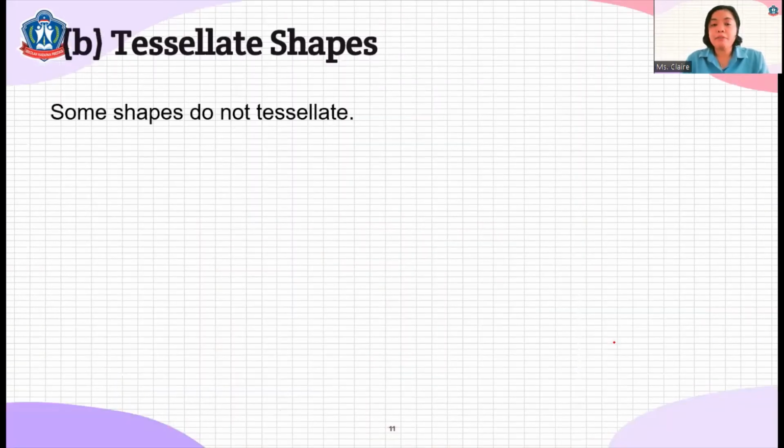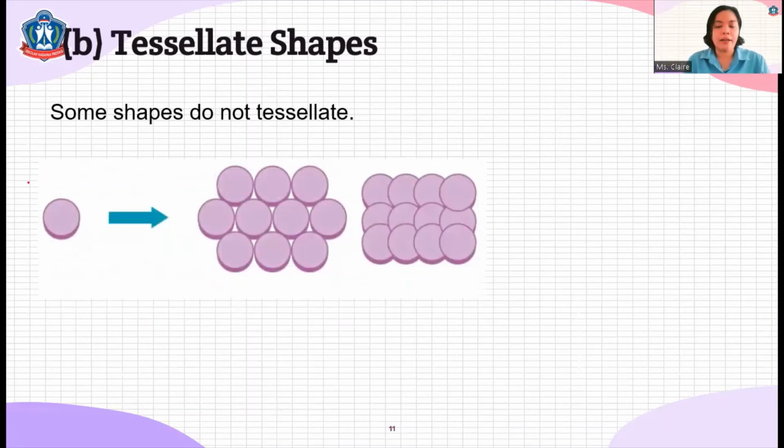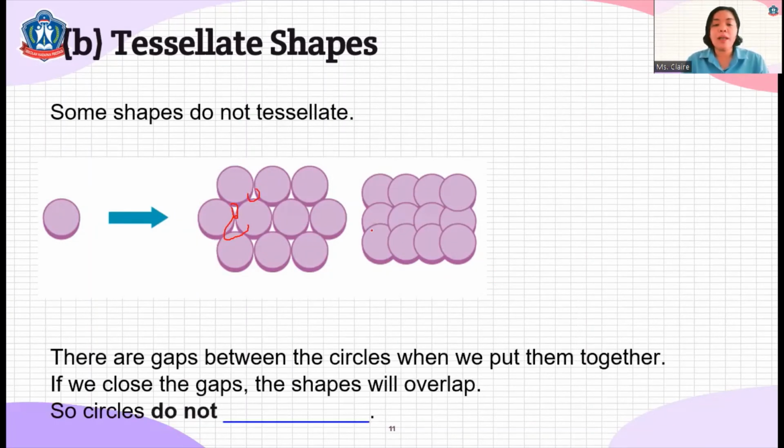Some shapes, children, will not tessellate. Not all 2D shapes will tessellate. For example, take a look here. One circle. If you have more than one circle and we try to combine them, there are gaps here. Remember, a tessellation has no gaps. Now, if we move them closer, what will happen? There is overlapping of the shapes here. Remember, a tessellation will not overlap.